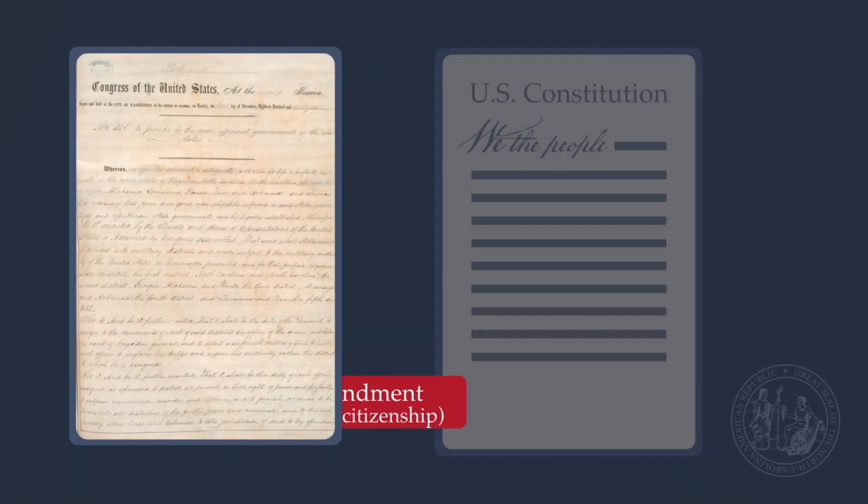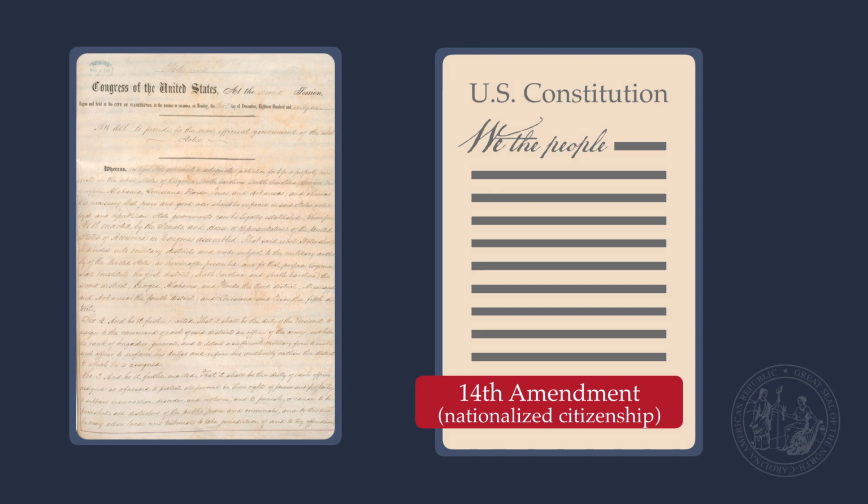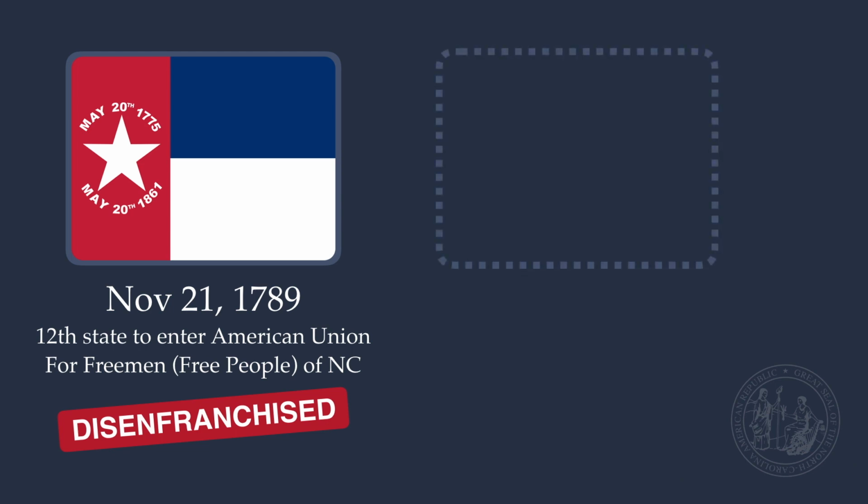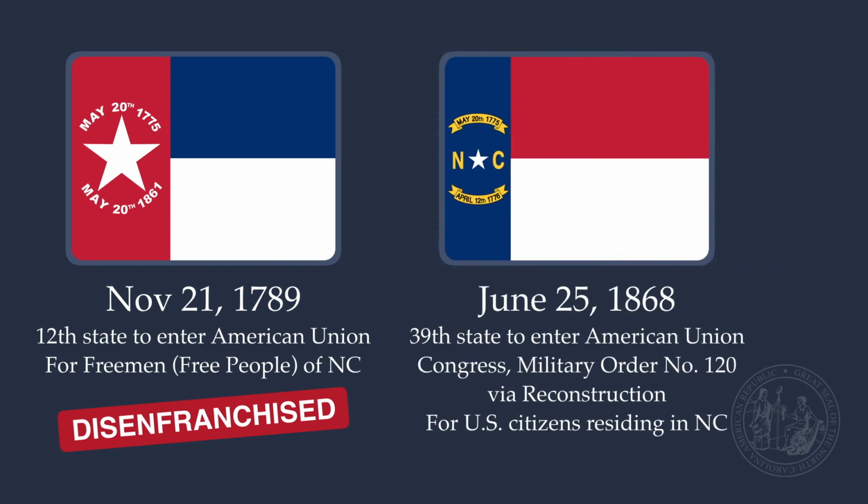The end game of Reconstruction was to compel the nationalization of citizenship through the 14th Amendment. As opposed to a readmission of the original states back into the Union, as many are taught, Reconstruction disenfranchised original state citizens and created new states for a nationalized citizenry. A new state of North Carolina entered the Union during this time, even though our original state was still in lawful operation.